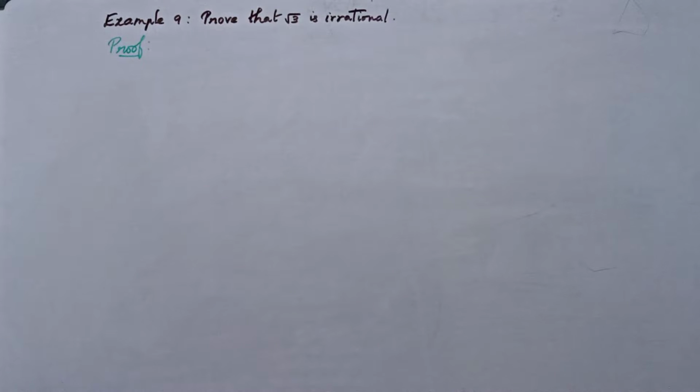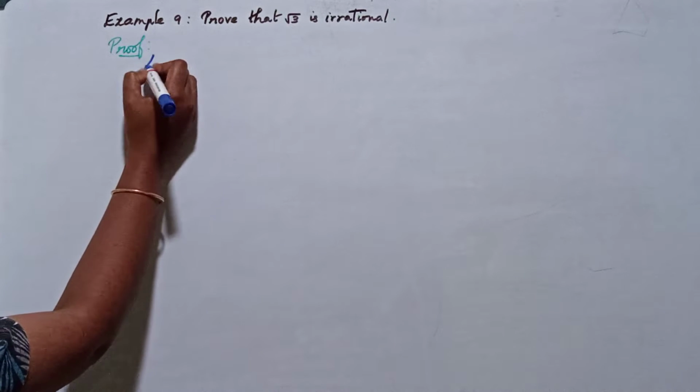Okay. So what we are going to do, first we are going to assume that square root of 3 is rational. Okay, we are going to prove by using the proof by contradiction. Then we'll get the statement is false and we can say that square root of 3 is irrational. Okay, so proof.